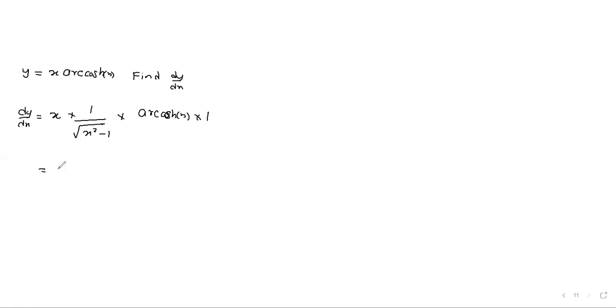It turns into x over the square root of x squared minus 1. Actually this is plus, so I made a mistake. Plus arc cos x is the answer for this. That's a way of doing this kind of question.